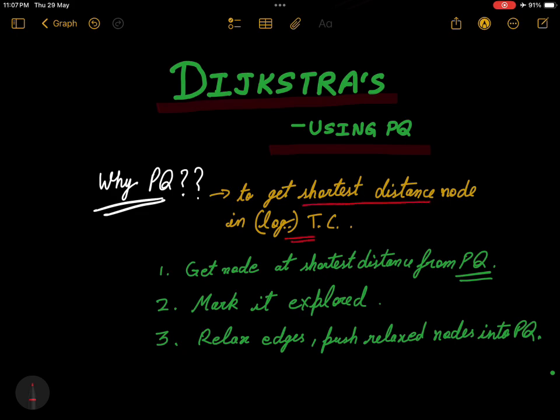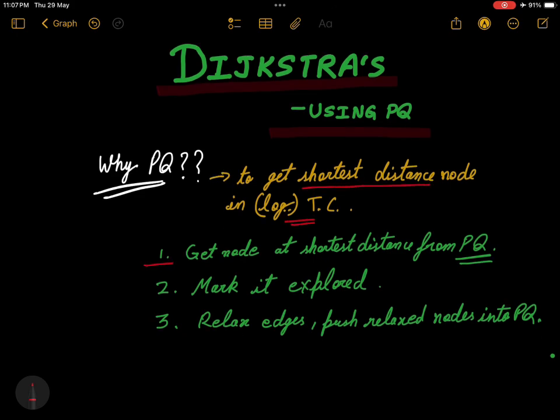Now let's revise what we studied. We first studied why we use priority queue, why we need priority queue, right? Then we saw the algorithm, which is similar to our simple Dijkstra, right? We'll get the shortest distance node, mark it explored, and relax the edges.